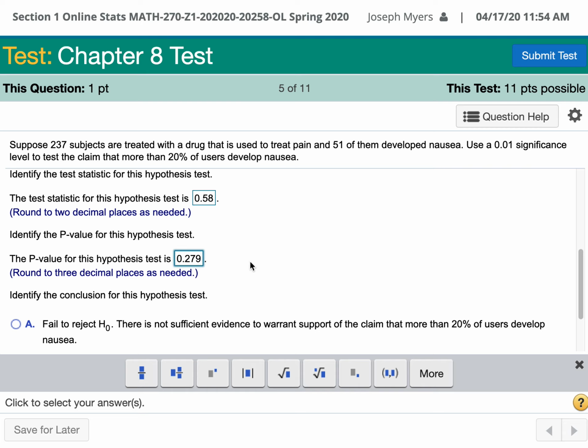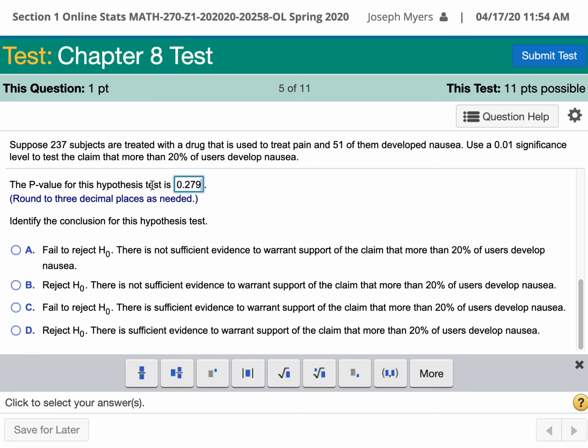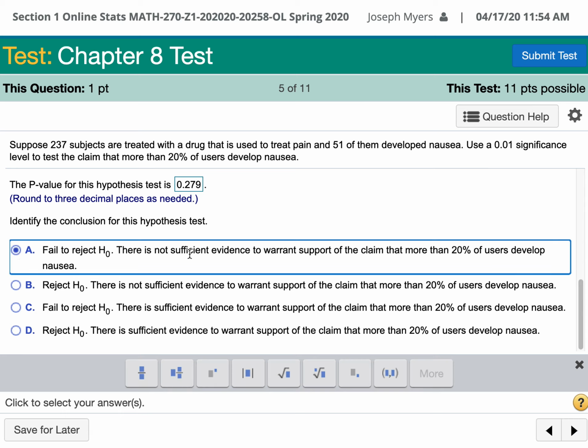And is that p-value less than the level of significance? Well, the level of significance is 0.01, so this p-value is not less than that. When the p-value is not less than the significance level, then you fail to reject the null because there's not sufficient evidence. Anytime you fail to reject the null, there's not sufficient evidence to support the alternative hypothesis.